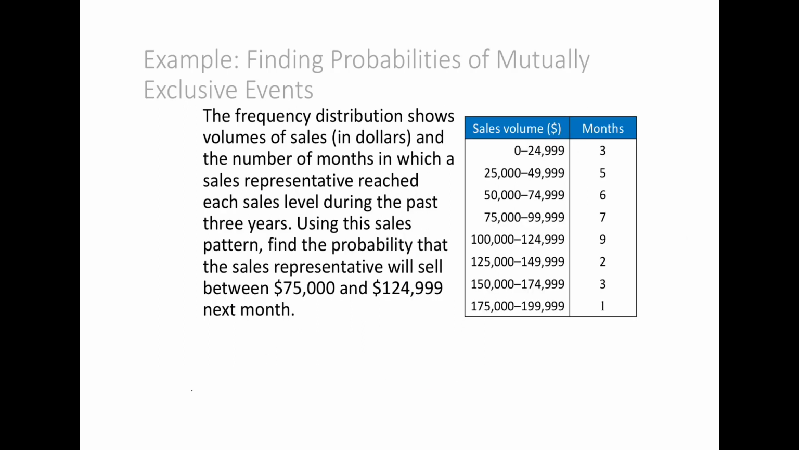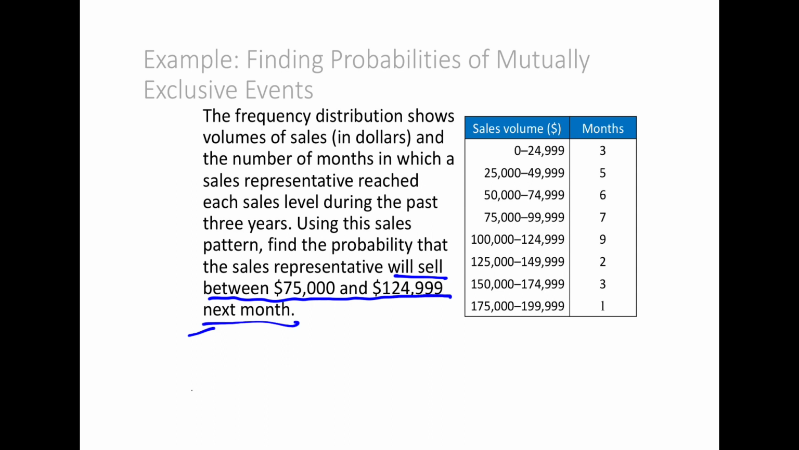All right, let's look at some more examples here. Here we have the frequency distribution showing the volume in sales in dollars, the number of months in which a sales rep reached each sales level during the past 3 years. Using this sales pattern, find the probability that the sales rep will sell between $75,000 and $124,999 next month. So here's the probability I'm after.